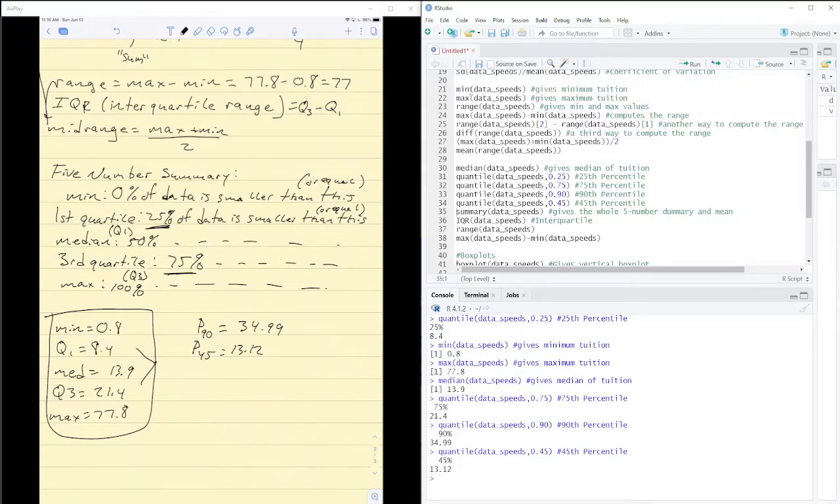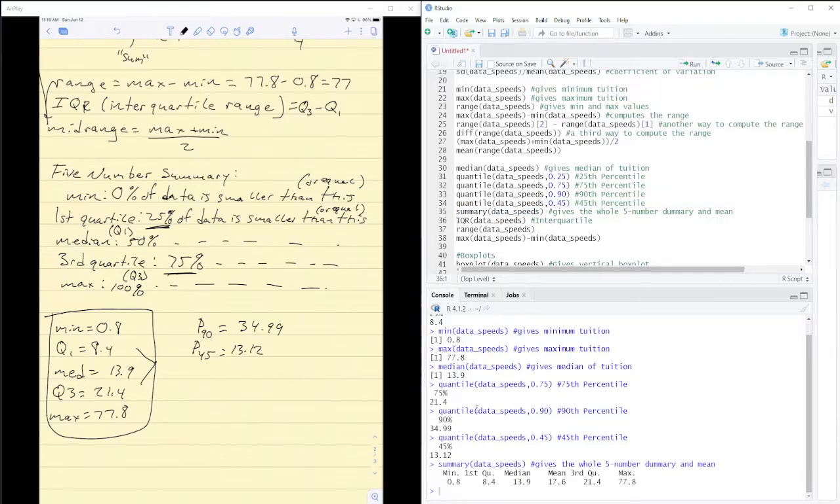We could calculate them all one by one in all these different lines, or we can use the summary command and we can get all of it at once. So if I use the command summary, it gives me the min, the first quartile, the median. It gives me a bonus: the mean. Mean is not a number in the 5-number summary, but the summary command does report that. So if you're asked to give a 5-number summary, you do not include the mean. It also gives you the third quartile and the maximum.